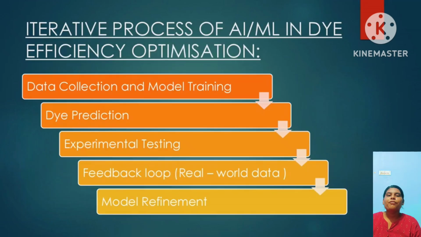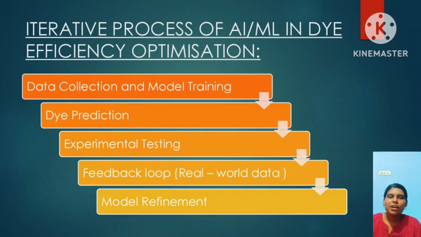In the iterative process of AI and ML in dye efficiency optimization, the first step is data collection, and then we have to pre-process the collected data to ensure that there are correct values, and then we have to feed the model with the collected data, which is the model training. In the training phase, the model will predict the dye structure which has the most efficient dye. So we have to synthesize the predicted dye, and then test its efficiency conventionally, and then we'll have two results, the AI predicted one and the one we have obtained conventionally. We have to compare these two results.